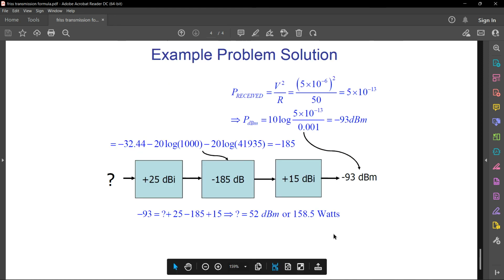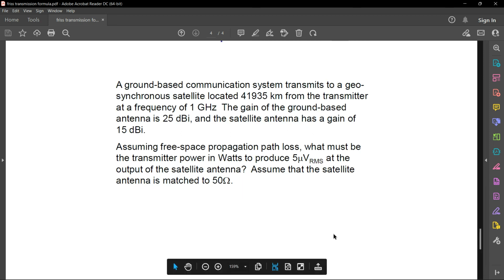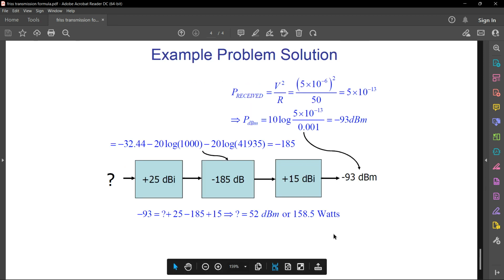Okay, so the power received is V square by R. So we substitute the V value. Here V is 5 microvolt. So (5 into 10 to the power minus 6) the whole square by resistance, which is 50, we know. So 5 into 10 to the power minus 13. So the power in dBm has to be written, because we have to take all the calculations in dB only. So power in dBm is 10 log of the answer: 10 log of (5 into 10 to the power minus 13 divided by 0.001), because we have to consider it in the dBm range.